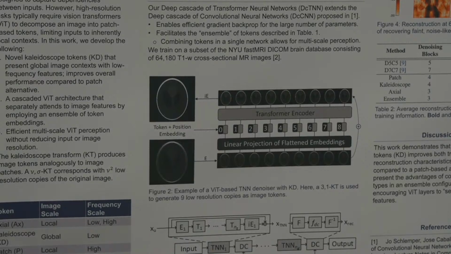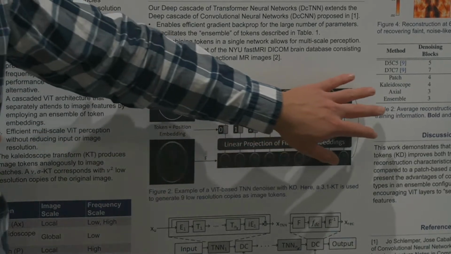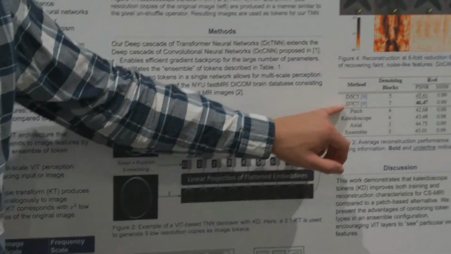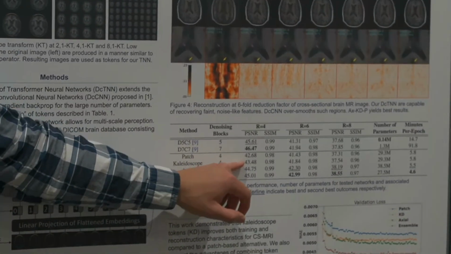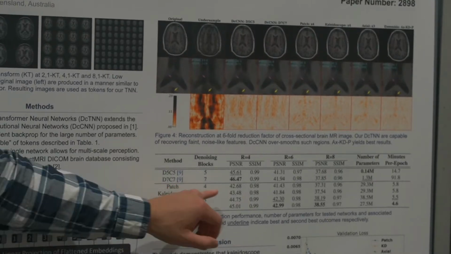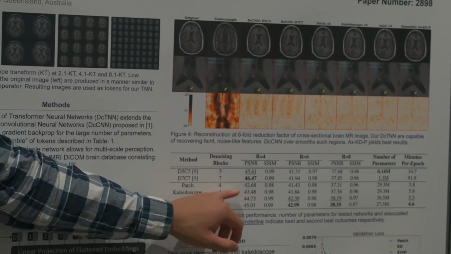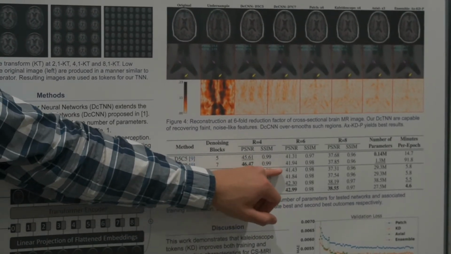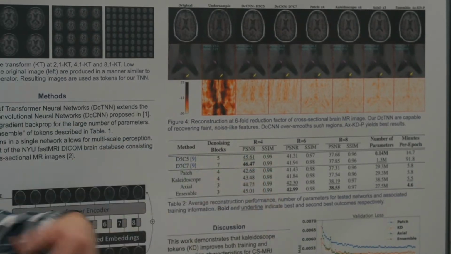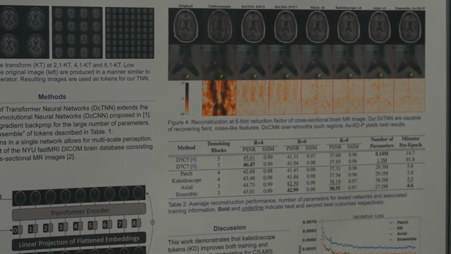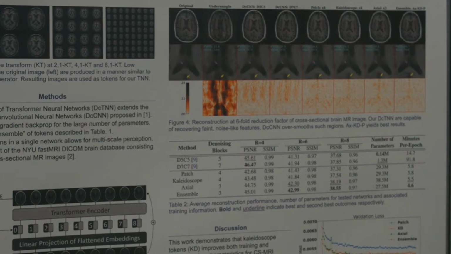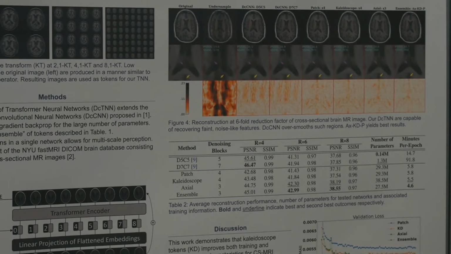So kind of interestingly though, that does limit it to only low frequency noise, so it can be very difficult to get rid of high frequency components. In the results section over here, the improvement from patch to kaleidoscope is only relatively small. So you can also see, particularly in RS6, the performance is about the same between patches and kaleidoscope tokens, but the real improvement was in combining these two token types.